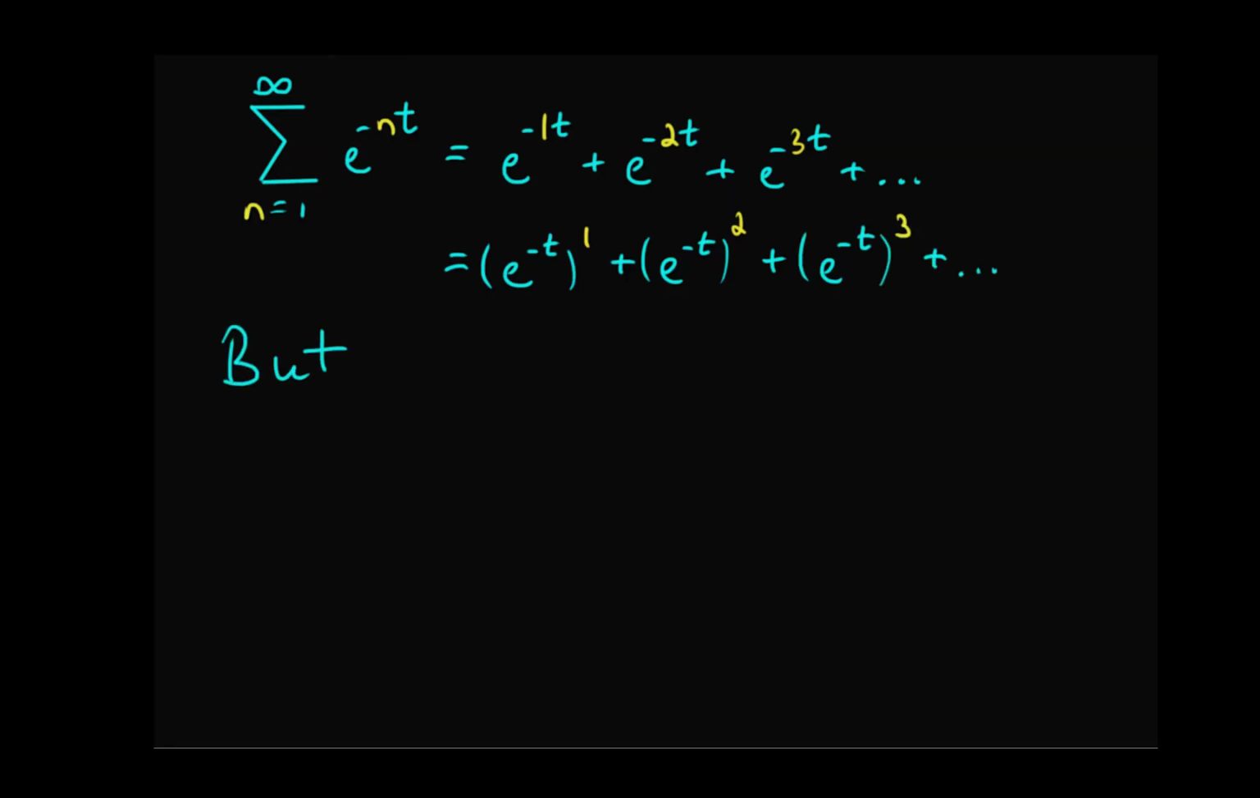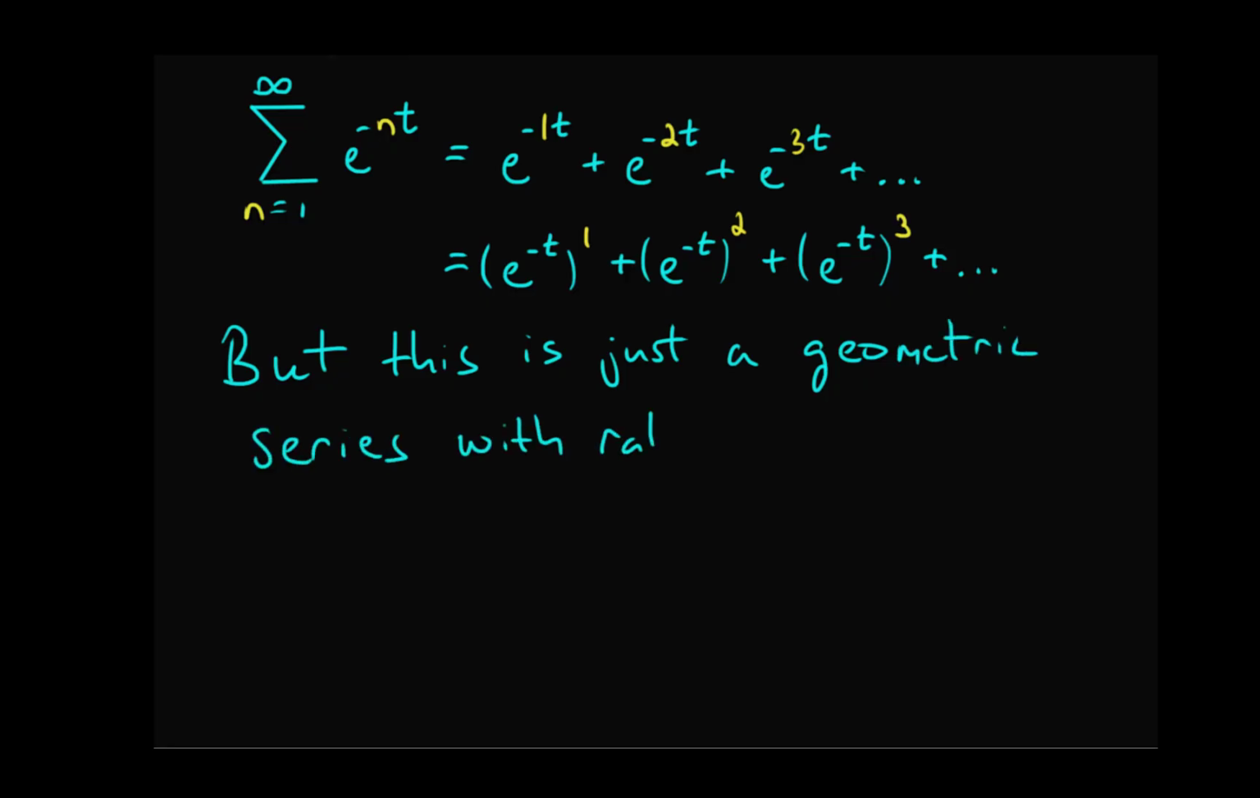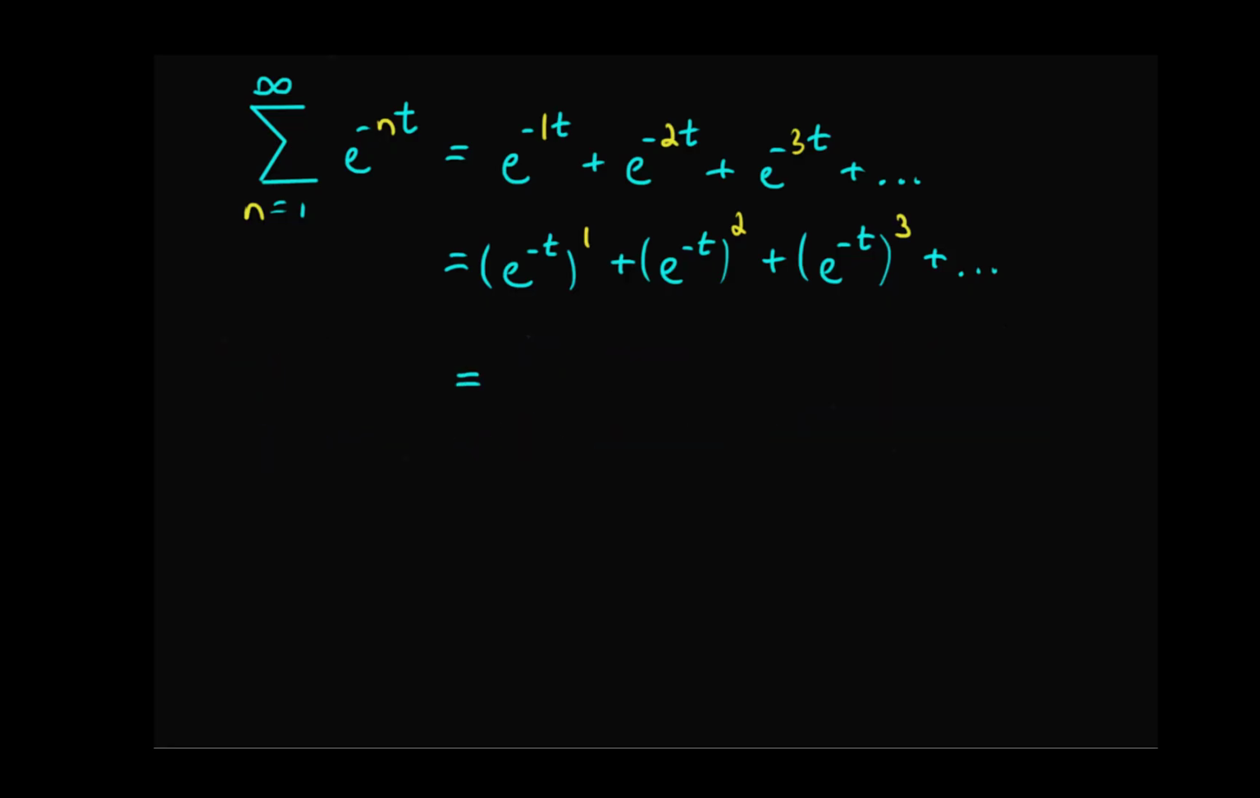But wait a second. That sum, then, is just a geometric series with ratio e to the negative t. That means that the sum must equal e to the negative t, that's the first term in the series, all over 1 minus e to the negative t. E to the negative t, again, is the ratio.